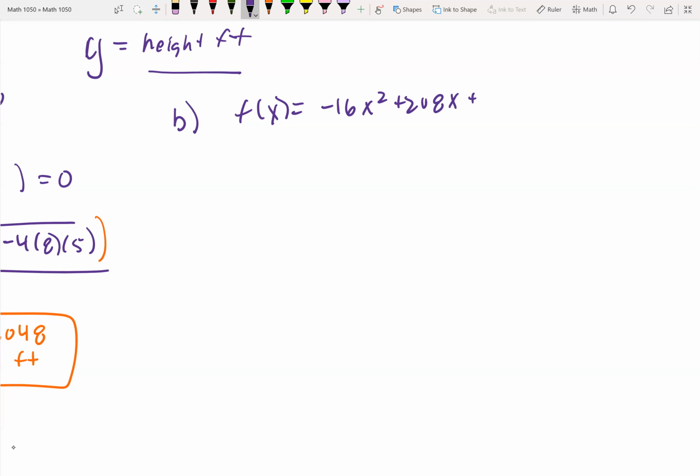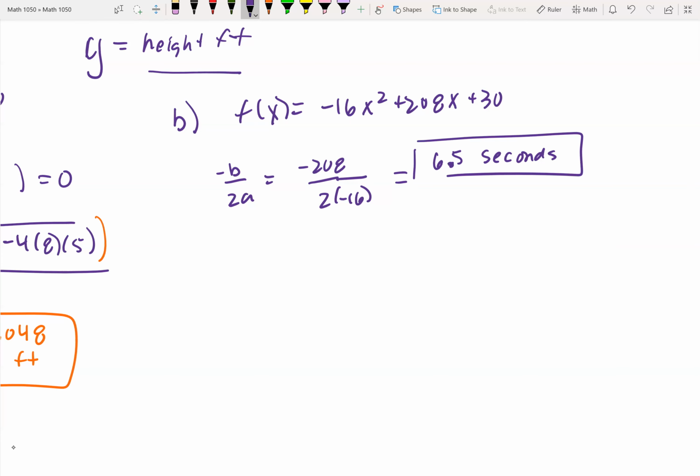And from the previous problem, remember that x stands for height. And so they want to know, x stands for time. So that's time, so it's negative b over 2a. So that's negative 208 over 2 times -16. Two negatives is a positive. So that's 208 divided by 32, and that gives you 6.5. So after 6.5 seconds, it'll be at a maximum.